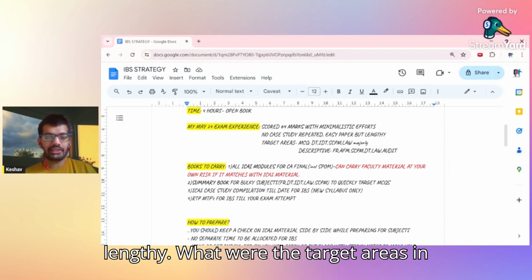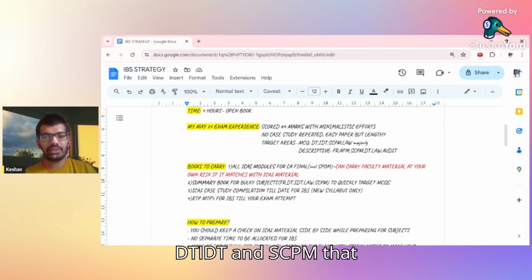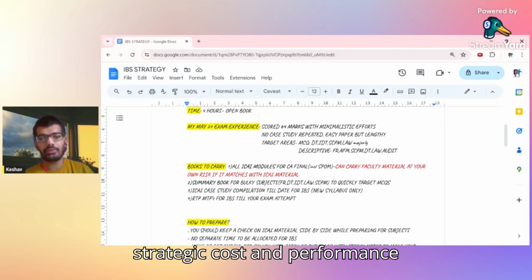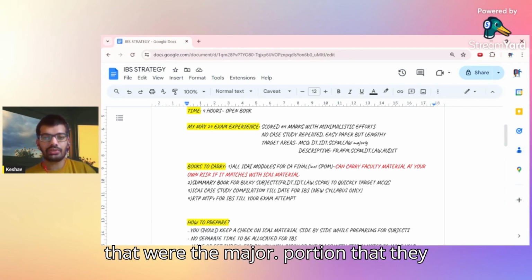What were the target areas in May 24? For MCQs, they targeted DT, IDT, and SCPM, that is, Strategic Cost and Performance Management, SFM related, and law. Those were the major portions that they targeted in MCQs.